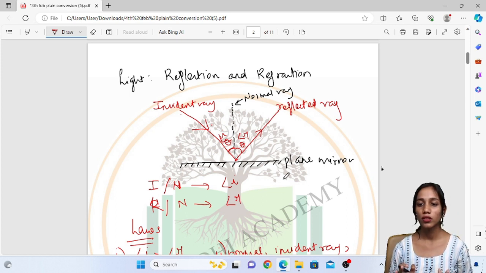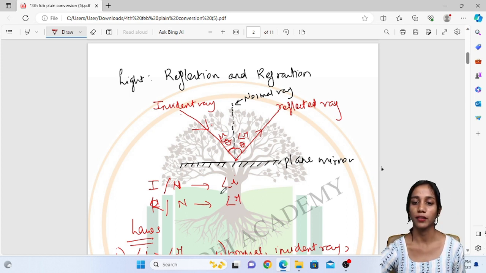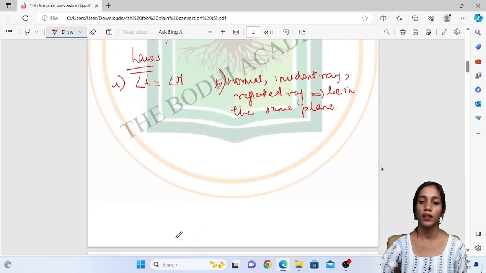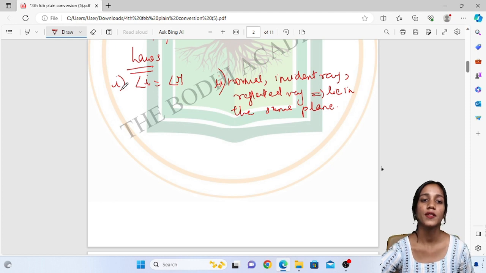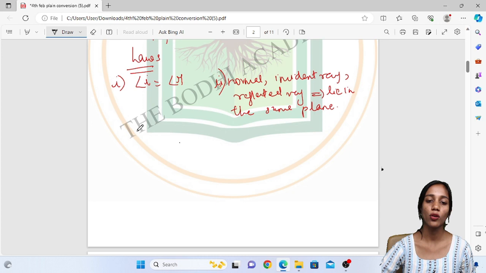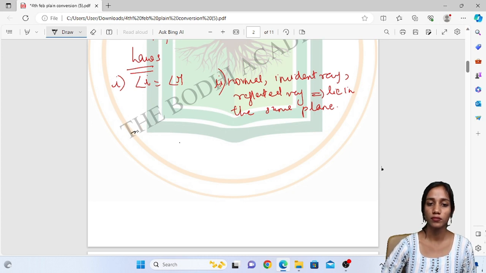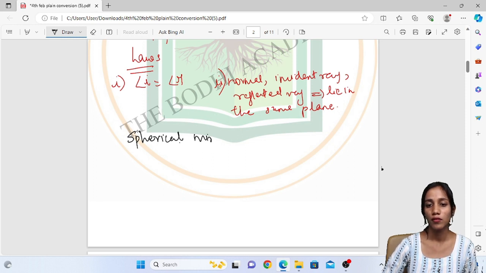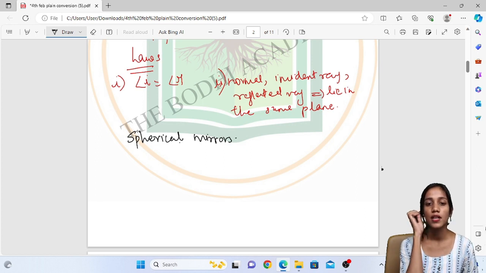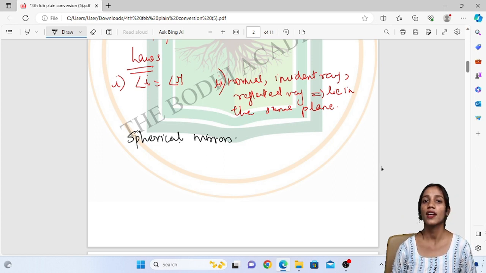So this was about the plane mirror. Now we are going to see something called the spherical mirrors. What are spherical mirrors? Spherical mirrors are mirrors which have a curved or a spherical reflecting surface.